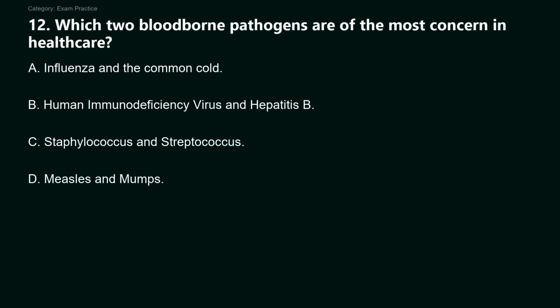Question 12. Which two bloodborne pathogens are of the most concern in healthcare? Option A. Influenza and the common cold. Option B. Human immunodeficiency virus and hepatitis B. Option C. Staphylococcus and streptococcus. Option D. Measles and mumps.